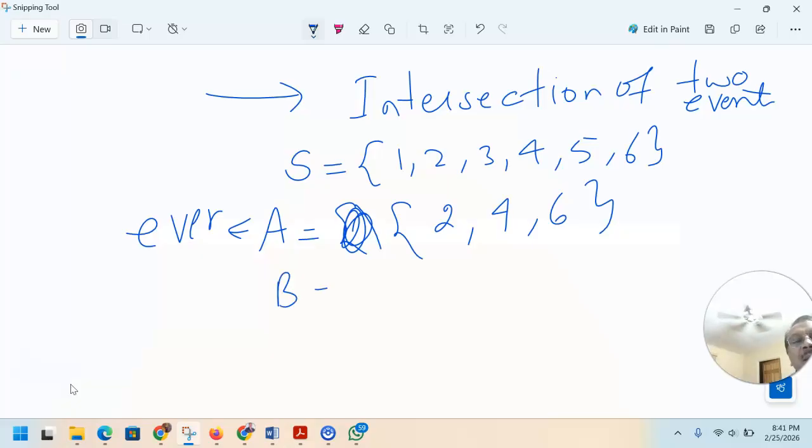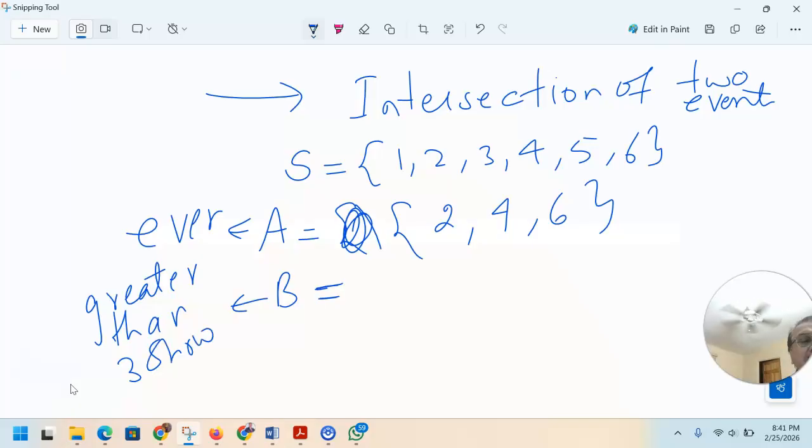And suppose B is another event. What is the event? B is an event which says the number is greater than 3. What that means is, what are the numbers which are greater than 3? Basically bigger than 3, and the bigger numbers are 4, 5, and 6.